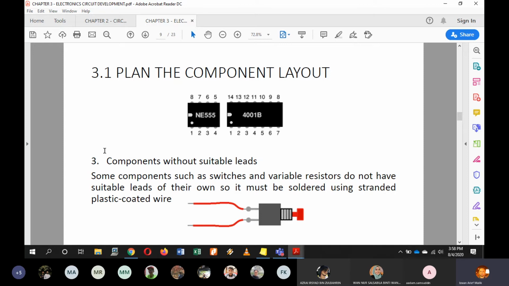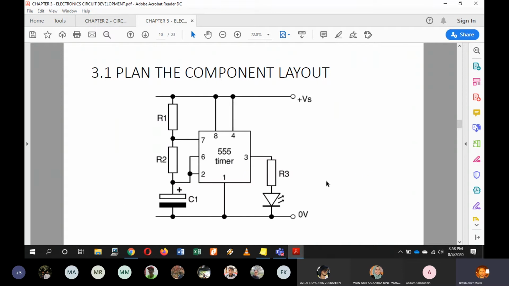Okay, so this is important. Components without suitable leads. Some components such as switches and variable resistors do not have suitable leads of their own, so they must be soldered using standard plastic coated wire, your jumper. For example, this push button. Okay, switches, this push button switch. Okay, then it doesn't have legs like an IC or resistor, they don't have that. So you have to use your jumper to connect them to the board.